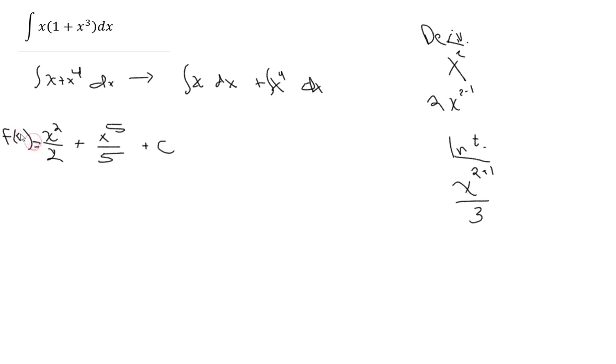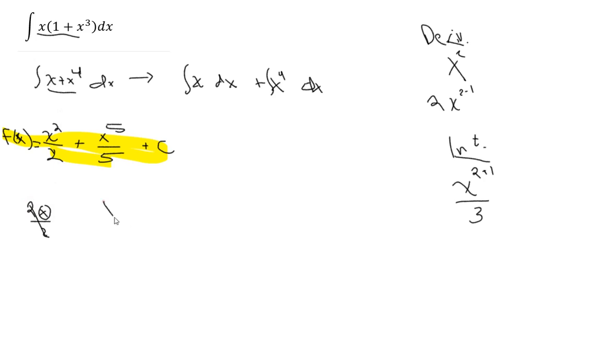F of x equals. And what's nice about integration is if you're not sure that's the correct answer, you can just take the derivative of it, and you should get back what you started with, either this or this. So we can just do that really quickly. Derivative of x squared over 2: we multiply the coefficient by 2, and then 2 minus 1 is just x over 2. So these 2's cancel, and you're left with just an x, which is good.